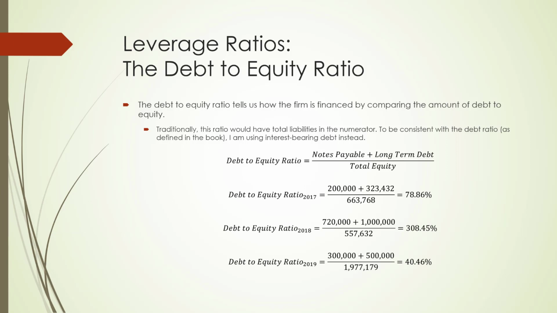And you can see the same picture that we saw with the debt ratio. So in this case, it starts at about 79%, rises dramatically in 2018, and then when they issue a bunch of stock and pay off debt in 2019, it's expected to fall to about 40.5%.